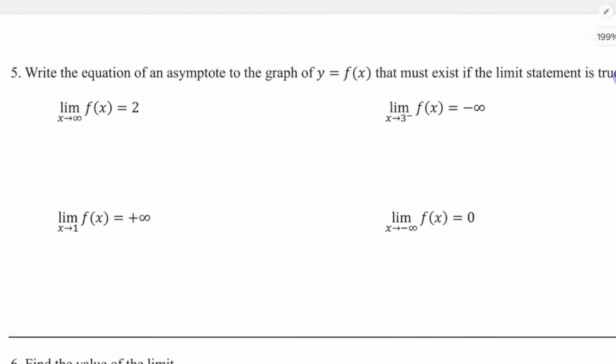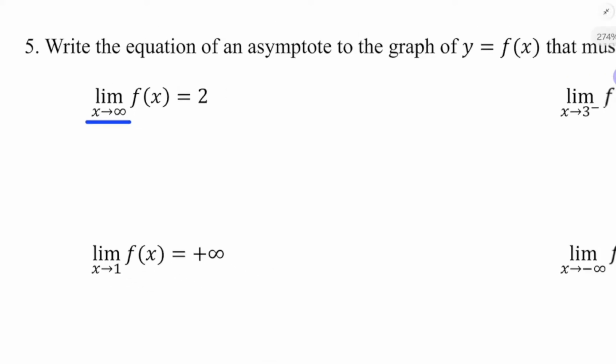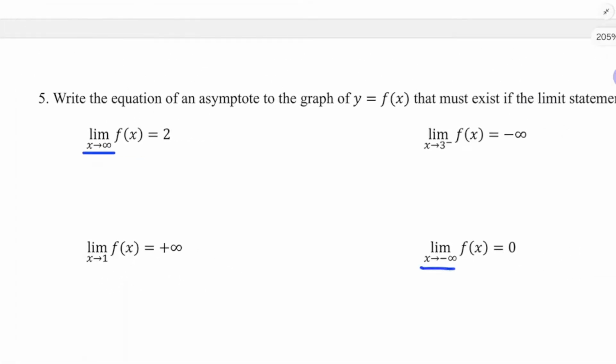All right. Write an equation of an asymptote to the graph of y equals f of x that must exist if the limit statement is true. I really like these questions. I've been finding more multiple choice questions like this in AP Classroom, so I've been using these quite a bit lately. Now what I'm going to first emphasize is if we are looking at x approaching infinity or negative infinity, that's going to be a horizontal asymptote.